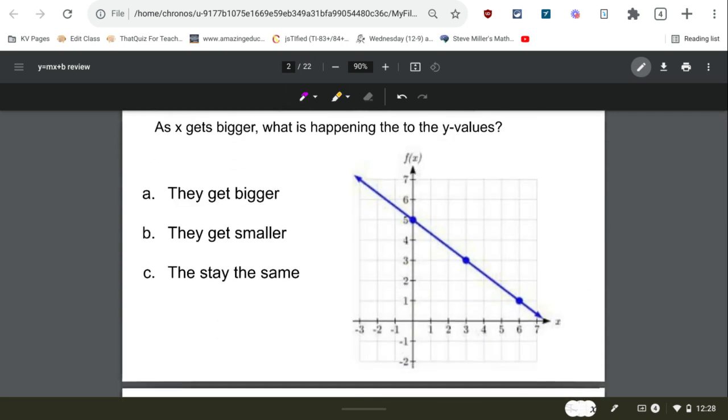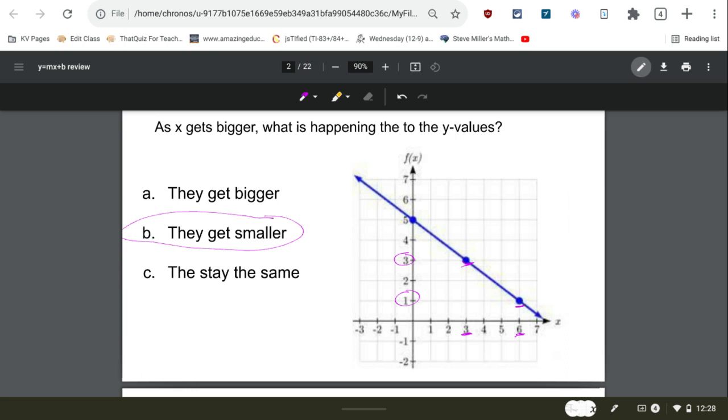As x gets bigger, what's happening to the y values? They are getting deeper and deeper into the negatives. All right, and this basically happens because it's a negative slope. As x gets bigger, the y values are going to get smaller. So notice here, when x equals 3, y is equal to 3. When x is equal to 6, the y value is 1, and 3 is smaller than 1.